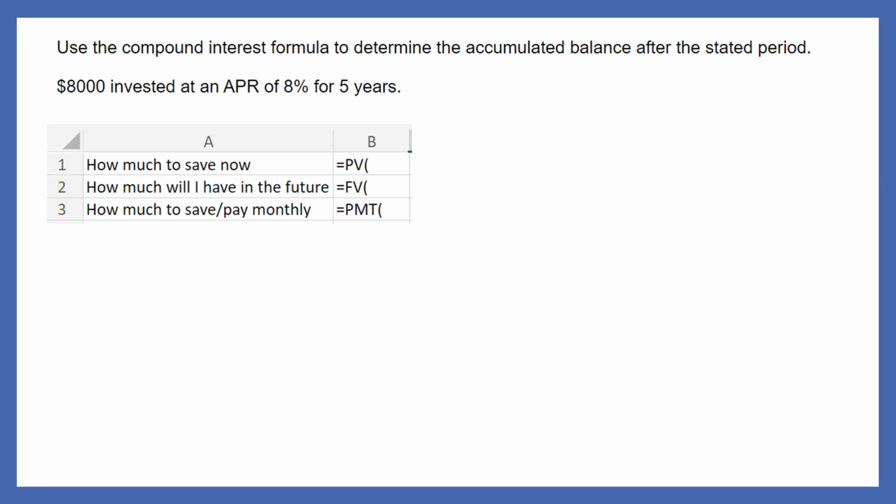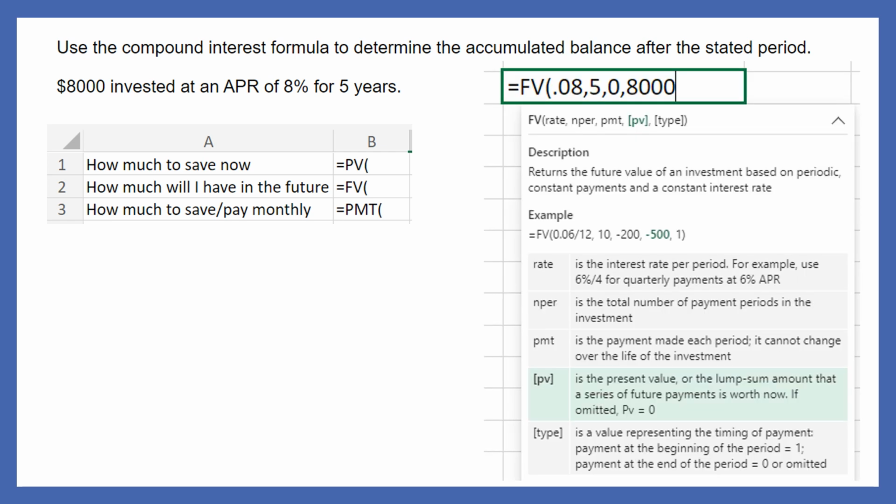So in this case, it says use the compound interest formula, and these all do compound interest formulas automatically. These aren't simple interest. Determine the accumulated balance after the stated period. So my stated period is 5 years, and I need to know my future amount. So that's going to be my FV. And when you use Excel, it lays it out for you and gives you hints as you're typing it in. So I'd start by typing equals FV and then the parentheses, and then it'll walk me through the rest.